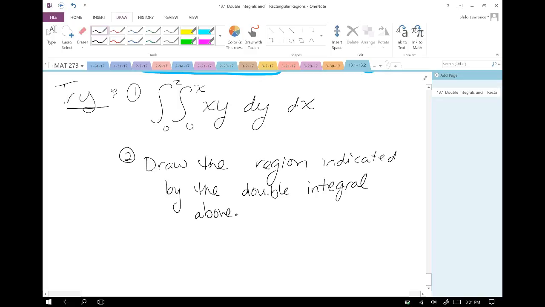Question number 2 says, draw the region indicated by the double integral above. So same problem. Don't worry about the integrand, just the double integral. That double integral represents a region. You want to know what region it's talking about. And does the answer to number 1 represent an area or a volume? So it would have been area times 1, right? Anything that's not 1's above.